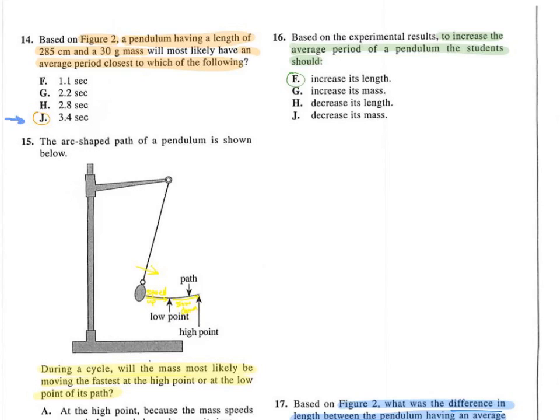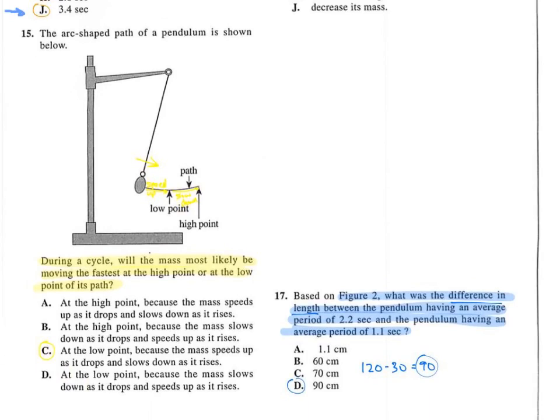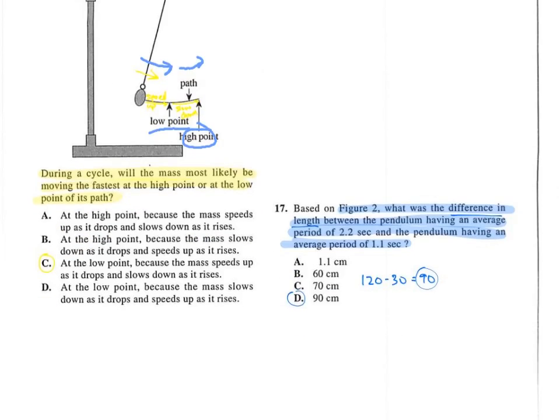For 15, it says the arc-shaped path of a pendulum is shown below. When this pendulum swings, it's going to fall down, and it's going to reach its low point. Then it's going to keep moving, and it's going to reach its high point. So think of something swinging and what that motion would look like. It says, during a cycle, will the mass most likely be moving the fastest at the high point or at the low point of its path?